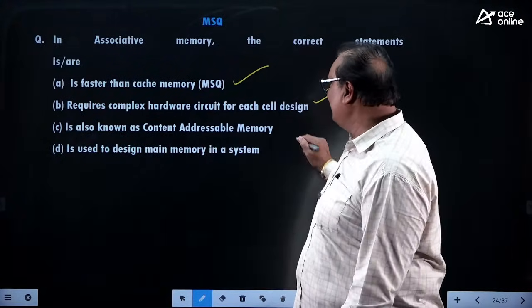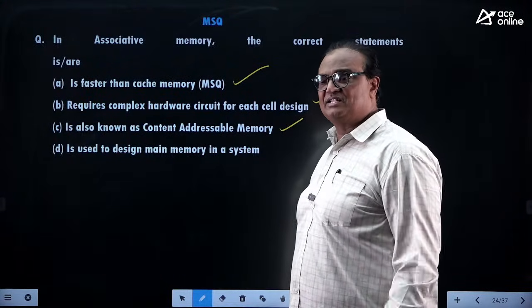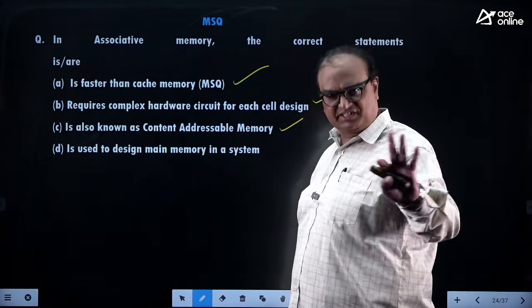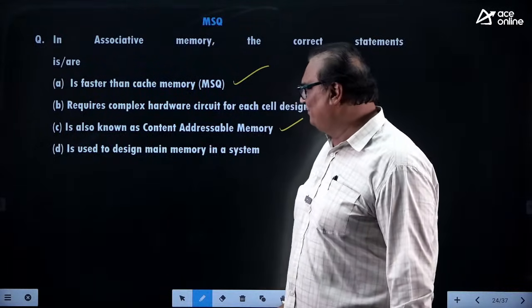It is also known as content addressable memory. Yes, because a word can be addressed with the help of its content, not with its address. No address is needed to address a word from CAM.